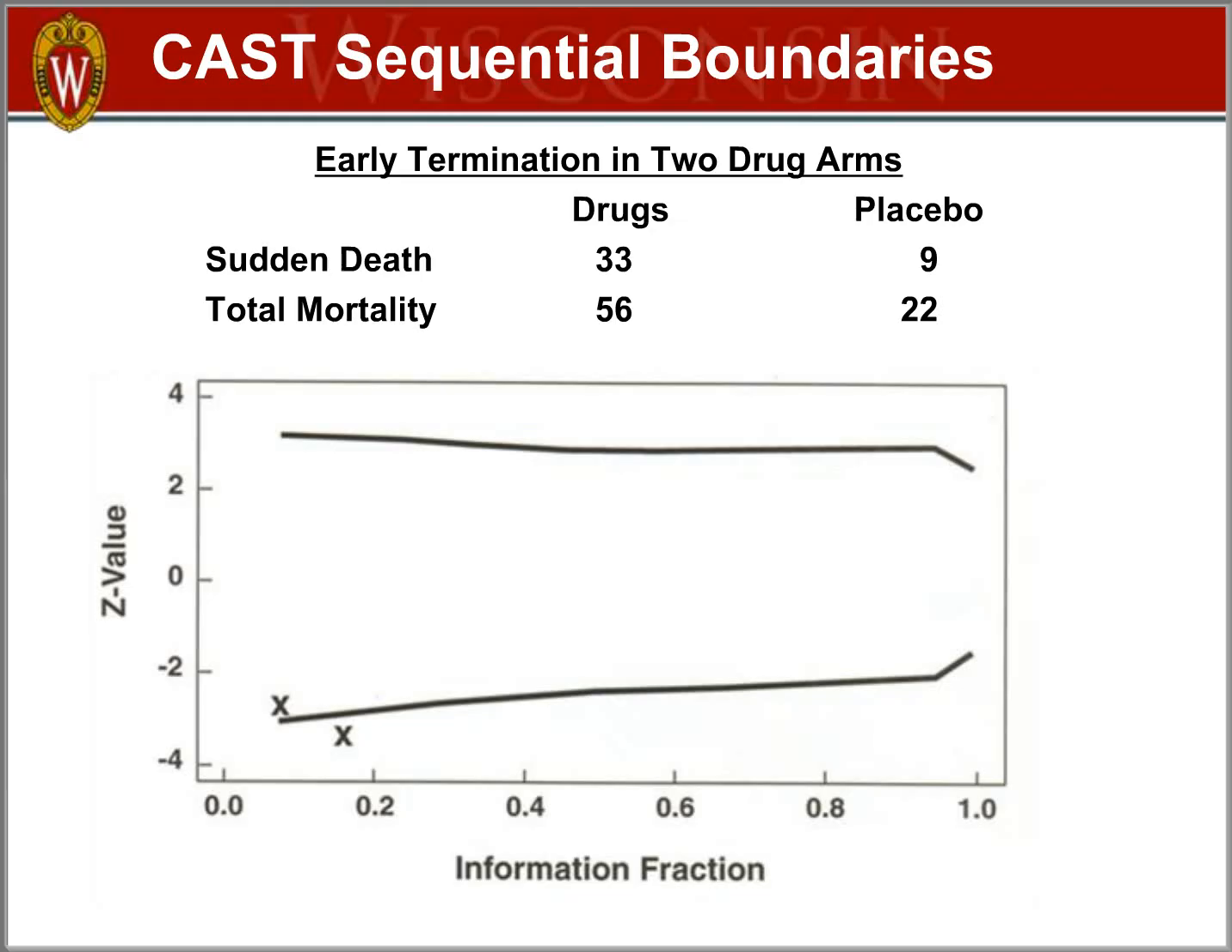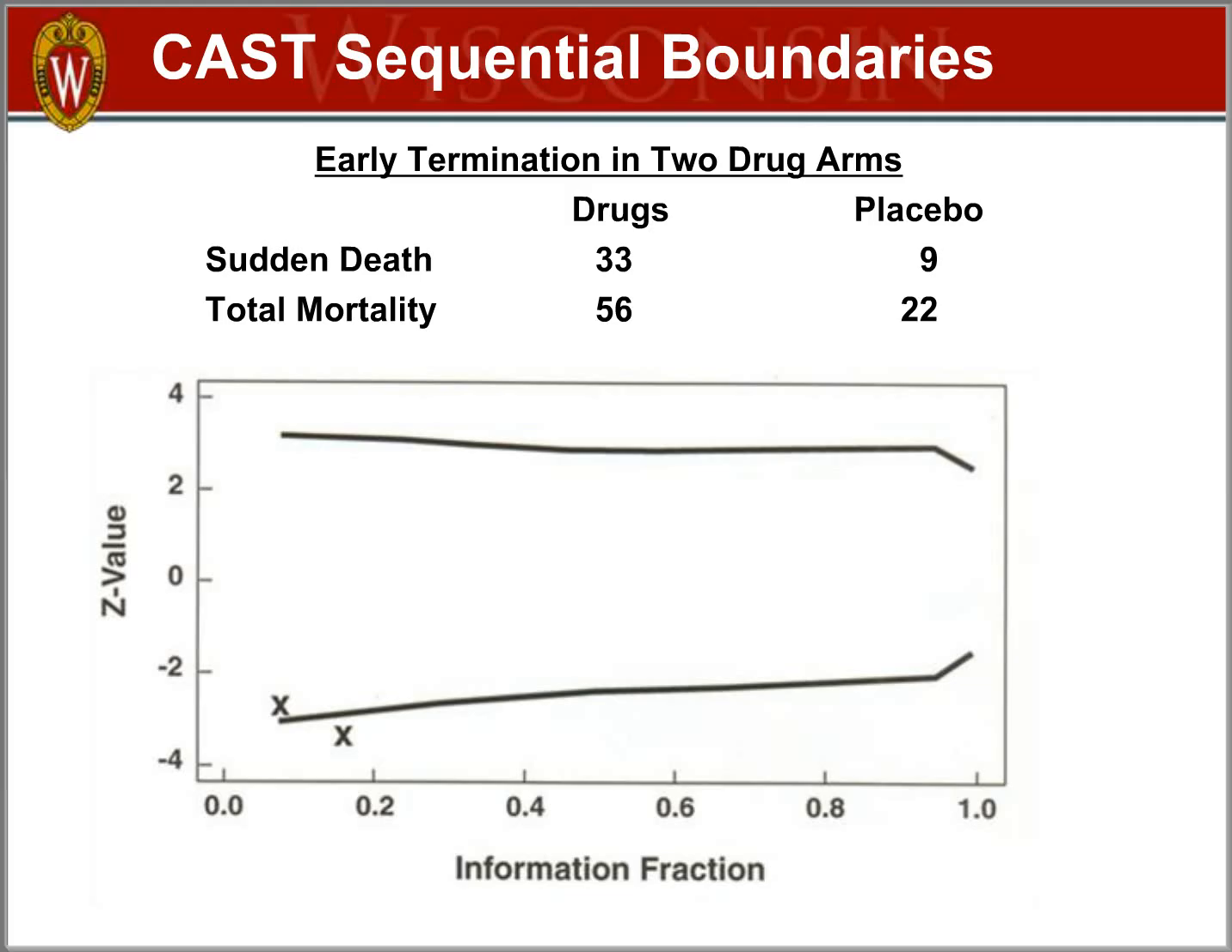Here I've just plotted the results over time to indicate how quickly this emerged. On the x-axis is the percent of the way through the trial, or as it's labeled, information fraction. We'll look at that again in a later lecture. So it's time into the study, fraction of the total. On the y-axis, or vertical axis, is a test statistic.